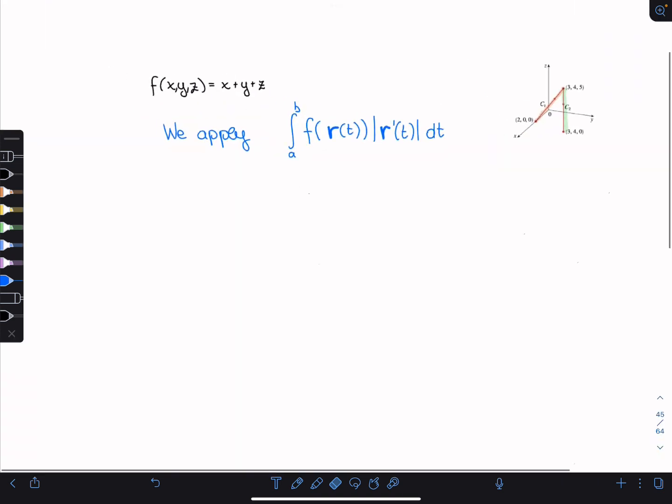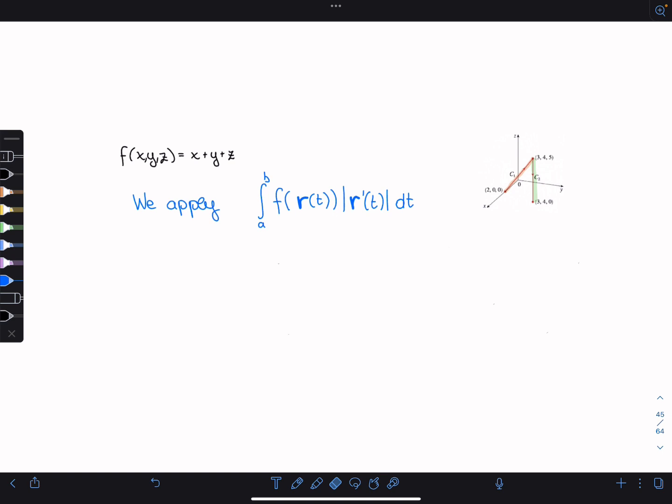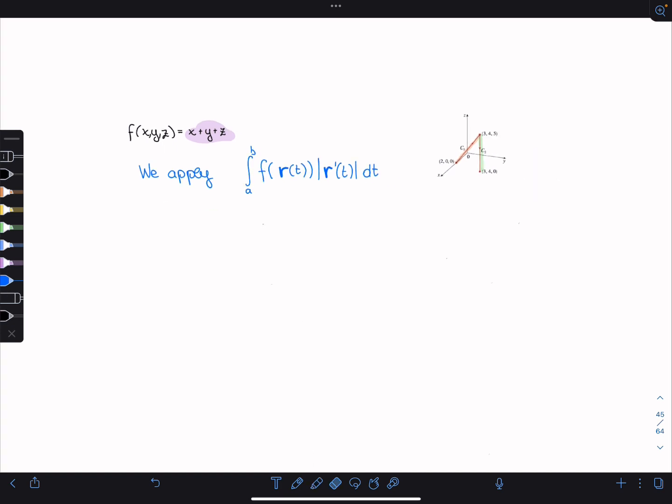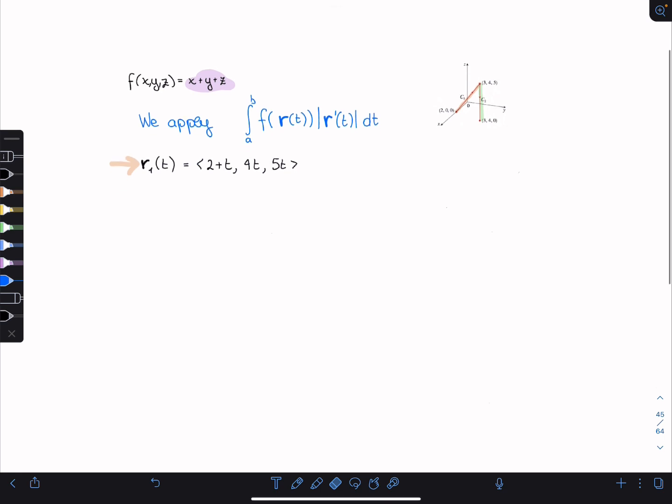We can do it in this way. So we remember the function was this one. And we have a drawing here to remember what we are doing. So we first apply the formula for C1 and then we will do it for C2. So first we recall that we computed r1 to be this, and we can find the derivative of this parameterization by simply taking the derivative of each component. So we get 1, 4 and 5.